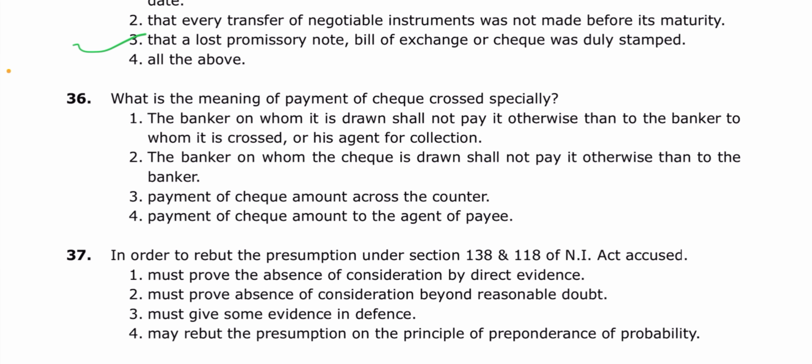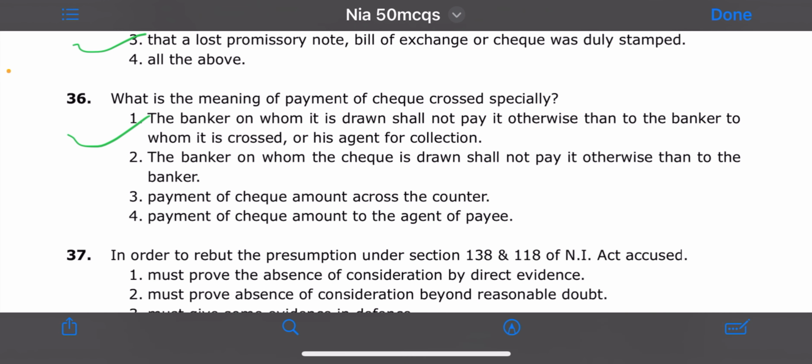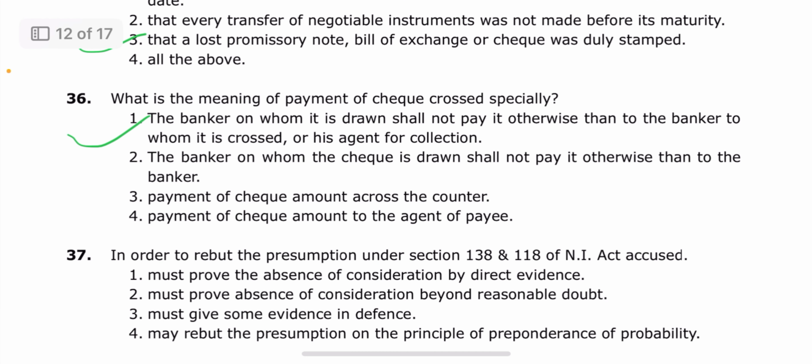Next question, what is the meaning of payment of check crossed specially? The options are first, the banker on whom it is drawn shall not pay it otherwise than to the banker to whom it is crossed or his agent for collection. Second, the banker on whom the check is drawn shall not pay it otherwise than to the banker. Third, payment of check amount across the counter. Or fourth, payment of check amount to the agent of payee. Correct answer is first, the banker on whom it is drawn shall not pay it otherwise than to the banker to whom it is crossed or his agent for collection.